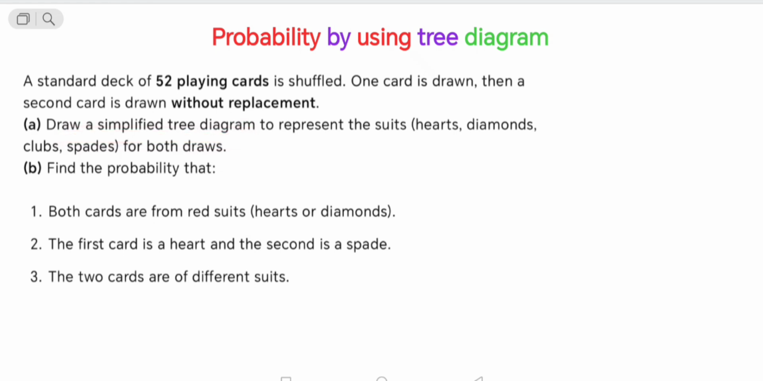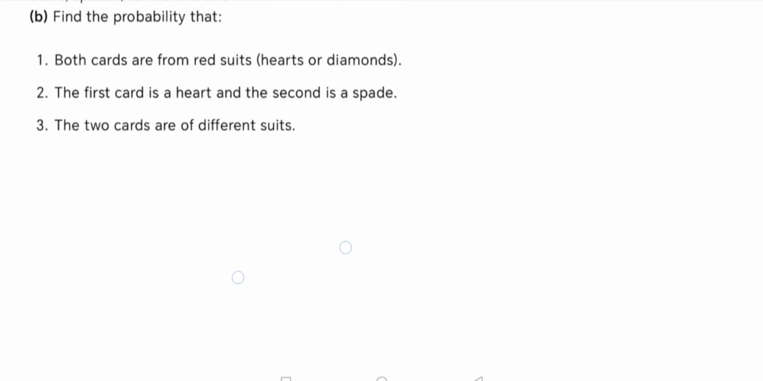What is a tree diagram? We have a tree diagram to represent the suits. How many suits are there? Four, because we have four different suits: heart, diamond, club and spades. So we will draw this tree diagram. Look here, the first thing we have is the heart.